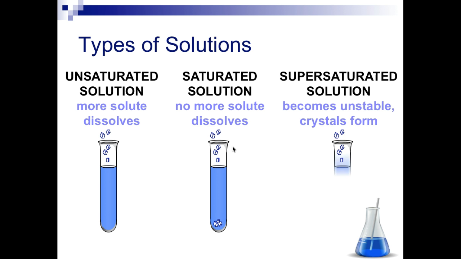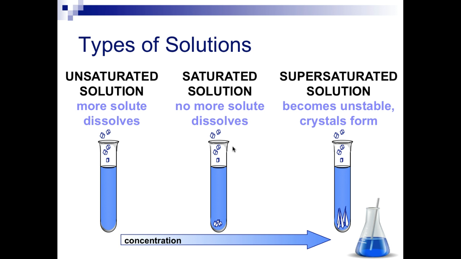The other is a supersaturated solution. A supersaturated solution is very unstable. In order to make a supersaturated solution, the first thing you need to do is heat up your solvent. When your solvent then cools, crystals will form at the bottom of the container that your solution is in, and that is a supersaturated solution.